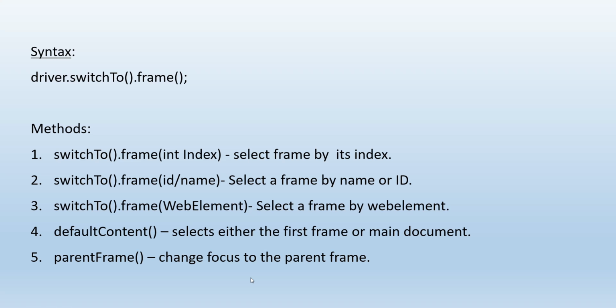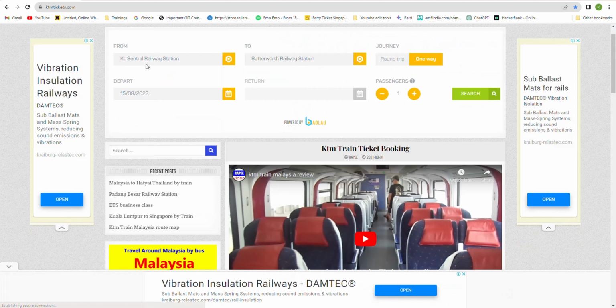Whatever actions we perform in that web page or inside the iframe, once they are completed, we come back to the main document or the first frame. Then we can use defaultContent and parentFrame. These two methods come out from the child frame to the main frame or the default document. Whatever the main document is, we can use defaultContent to switch back to the main document or main web page. Here I want to enter the from and to into this iframe.